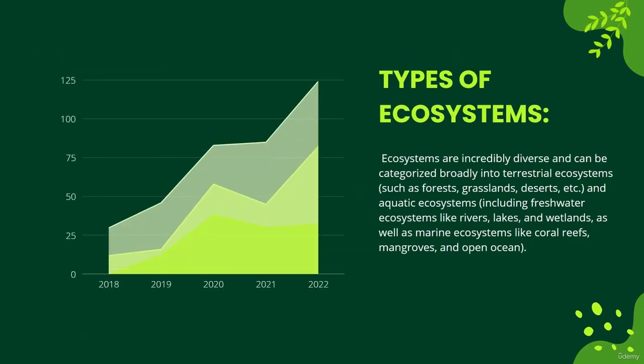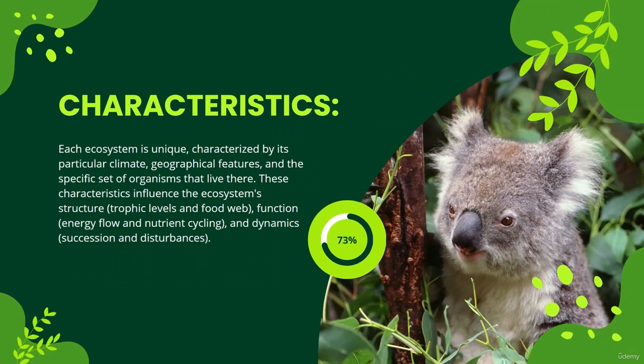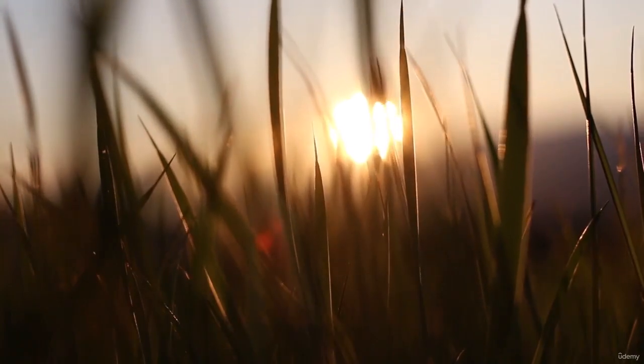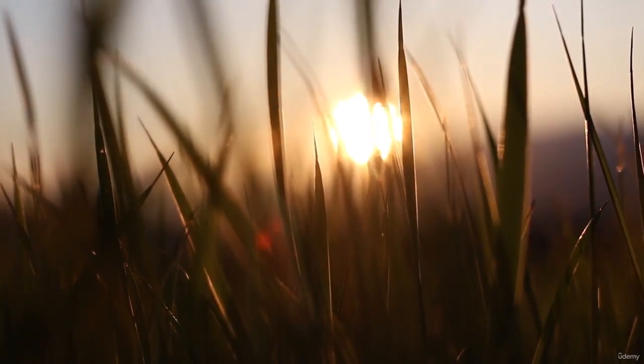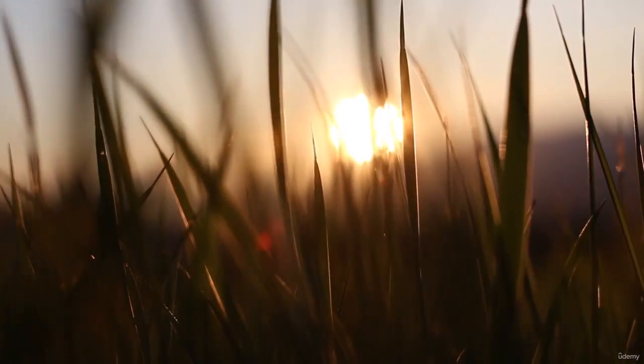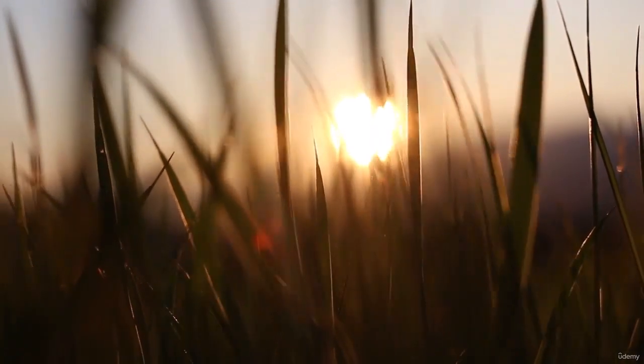There are different types of ecosystems which are diverse, as I have already given you examples: forest, grassland, deserts, aquatic ecosystem, freshwater ecosystem, etc. Now, to understand the characteristics of an ecosystem, each ecosystem is unique, characterized by its particular climate, geographical features, and the specific set of organisms that live there. These characteristics influence the ecosystem structure, function, and dynamics.